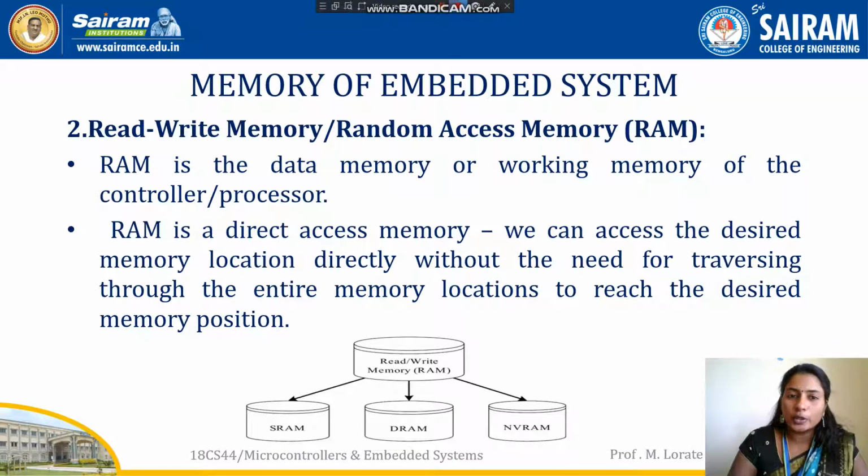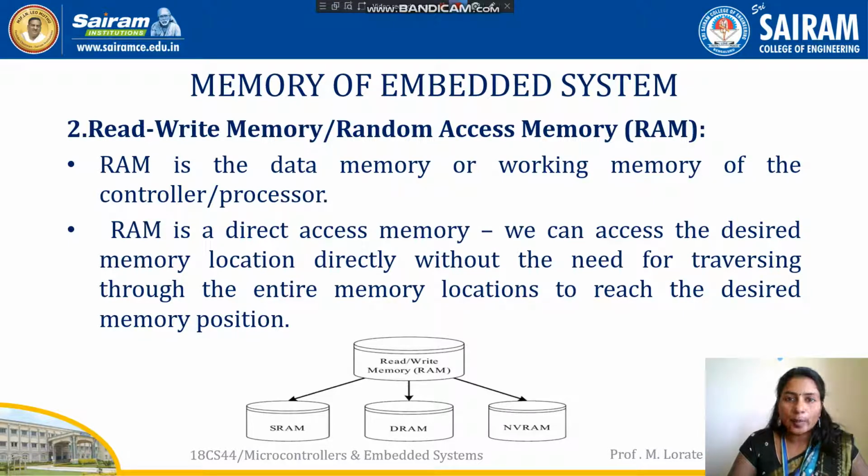Hi students, here I am continuing with memory of embedded system. There are two major types of memory, ROM and RAM. In the previous section we have seen what is ROM and all the types of ROM. Now we are going to see RAM: read write memory or random access memory.